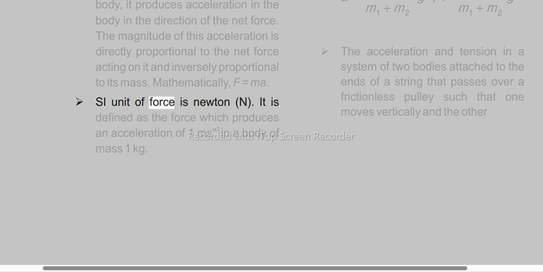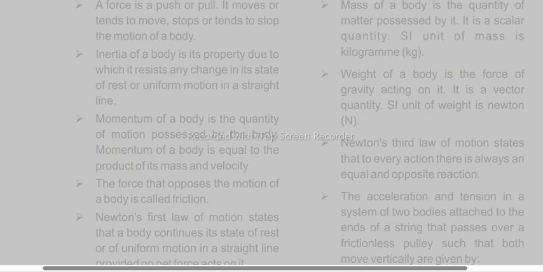SI unit of force is Newton, N. It is defined as the force which produces an acceleration of 1 m/s² in a body of mass 1 kilogram. Mass of a body is the quantity of matter possessed by it. It is a scalar quantity. SI unit of mass is kilogram. Weight of a body is the force of gravity acting on it. It is a vector quantity. SI unit of weight is Newton, N.